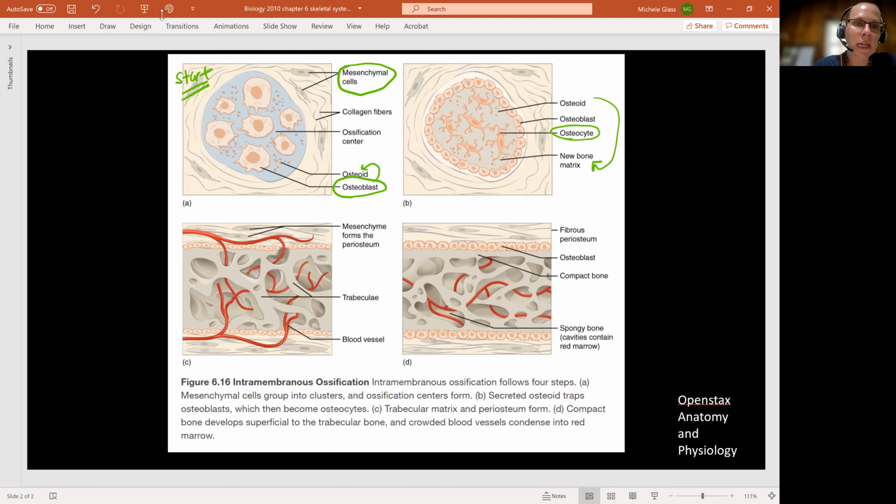As we go to the next picture, we can see our trabeculae or our spongy bone, which is circling or creating space for those blood vessels. So the blood vessels here are trapped in the spongy bone. We see that the mesenchyme on the outside is forming the periosteum, which ultimately is going to help, in this case, give rise to compact bone. So that we're getting the picture of our flat bone where we have a compact bone, spongy bone, compact bone sandwich wrapped up in that periosteum.